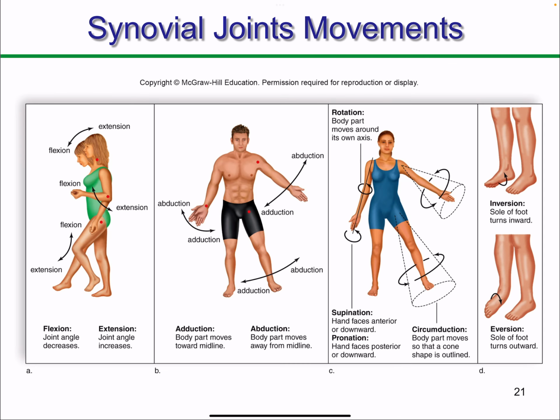All right. So the synovial joints are going to allow a bunch of movement, including flexion, extension. Then you're going to have adduction, abduction, right? Adduction toward the middle segment, abduction away from the middle segment, right? You're going to have supination facing up, pronation facing down, right? Circumduction, it's going to be a circular motion. Rotation, also a circular motion.